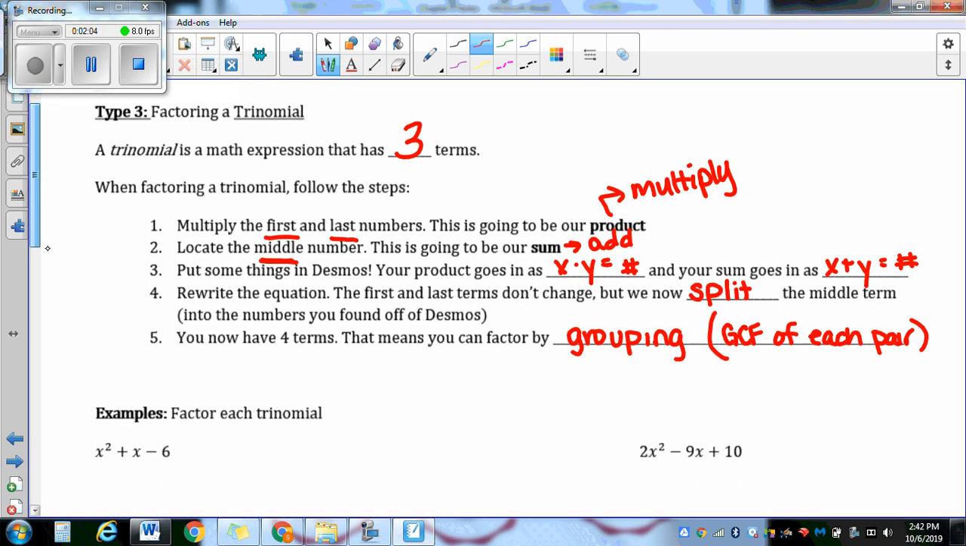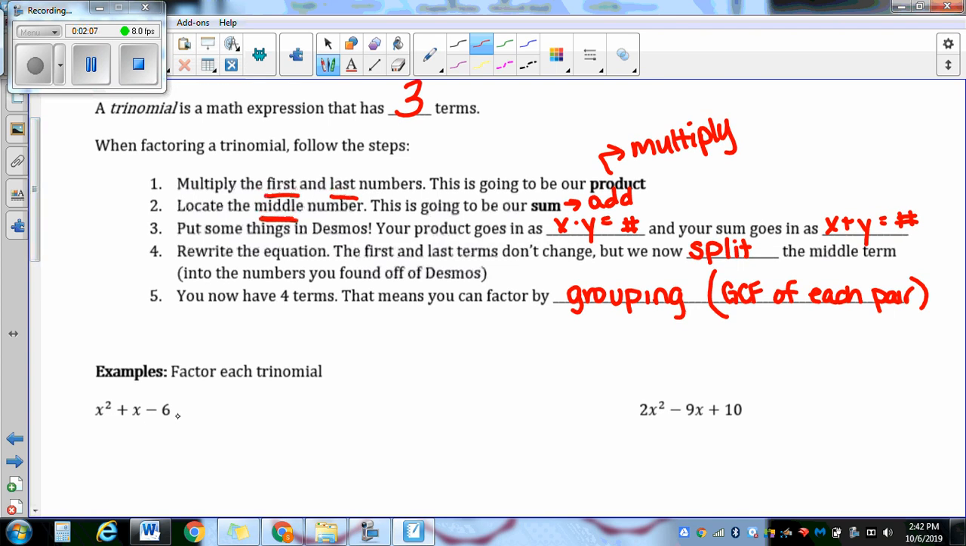So firstly, this first example is a trinomial. There are only three terms to it, so I cannot do grouping. Step 1 says figure out what the first and last numbers are and multiply them together. The first number in front of x squared is a 1. The last number is -6. So 1 times -6 gives me a product, or x times y equals -6. 1 times -6 gave me -6. The sum for step 2 says locate the middle number. The middle number is a positive 1. So that's going to be x plus y equals 1.